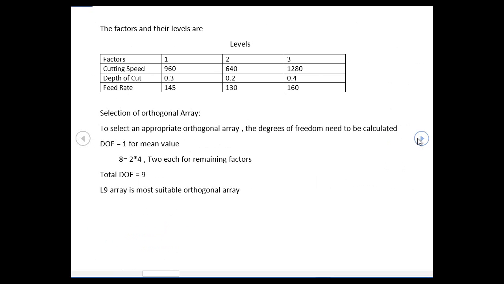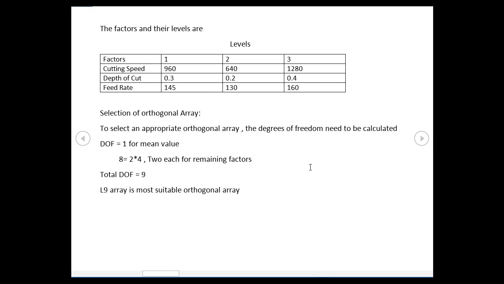Next thing, control factors and their levels. These are the factors and levels that I considered. For level 1, the cutting speed was 960. Since, as you know, for lathe we have 3 levels, for level 2 it is 640, for level 3 it is 1280. And depth of cut 0.3, 0.2, 0.4. And the feed rate was 145, 130, 160.